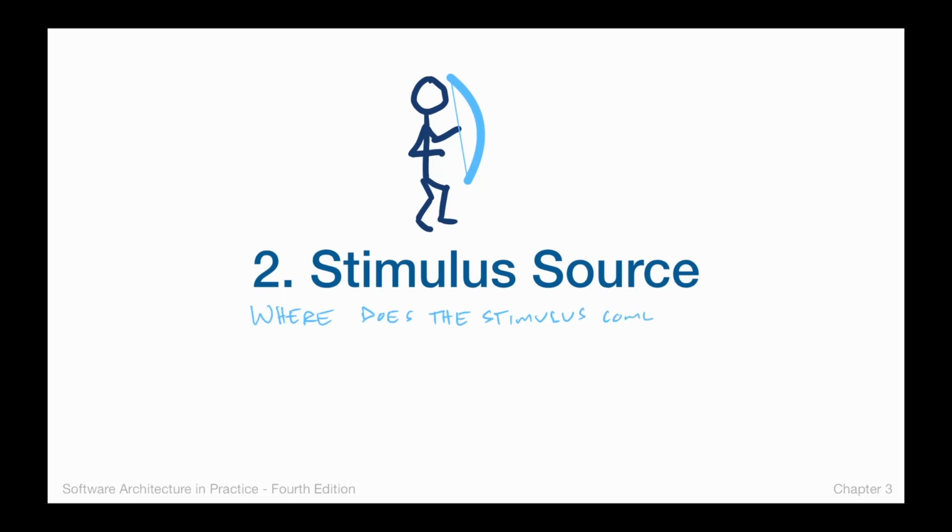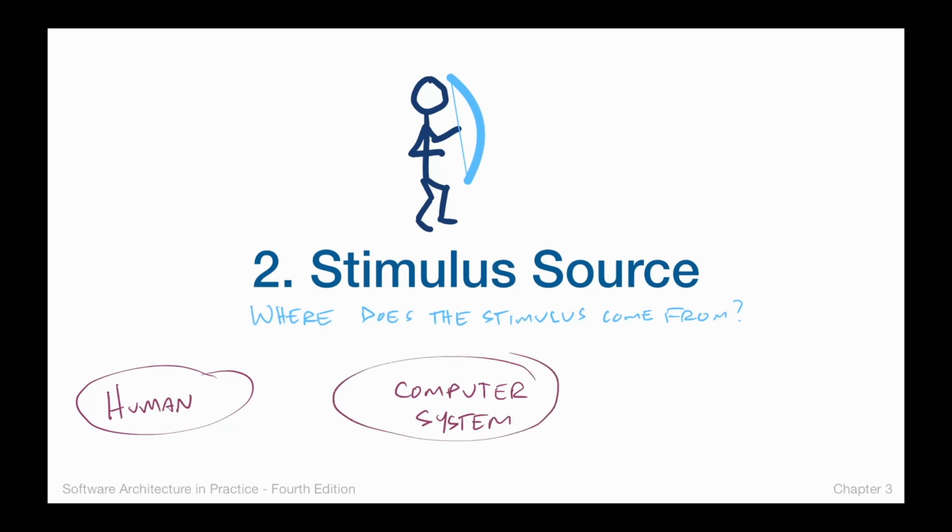All right, the stimulus source. Where does that arrow come from? Where does our event come from? We're going to have it come from this archer here. So the stimulus, we said, it's an event arriving at the system. The source, where does it come from? Some entity must have generated the stimulus. It could be maybe a human, so some sort of a user interaction. It could be a computer system that sent a stimulus. It could be any other actor.